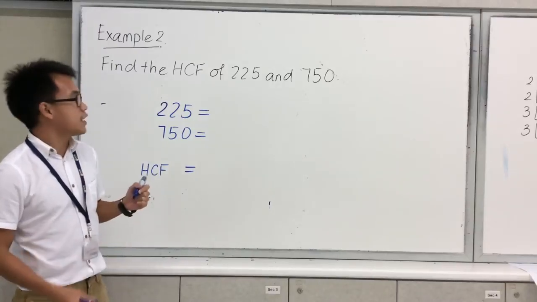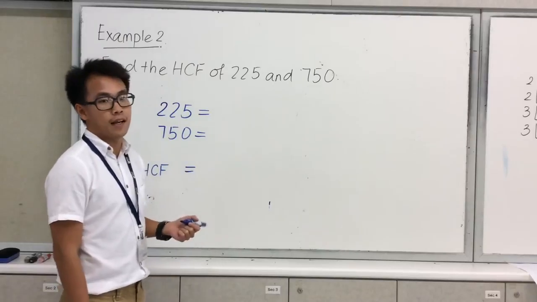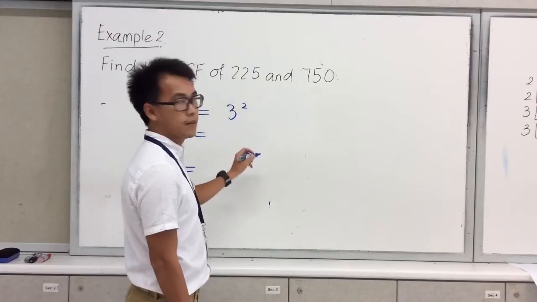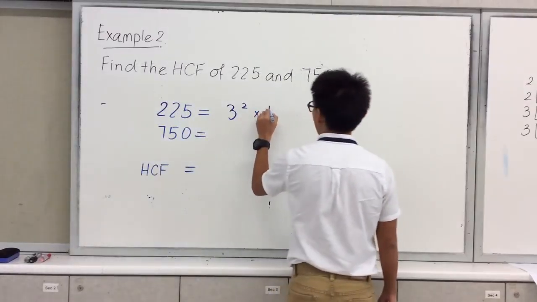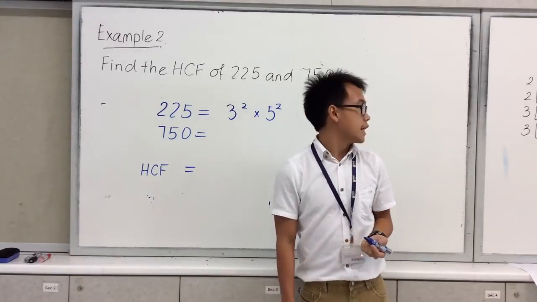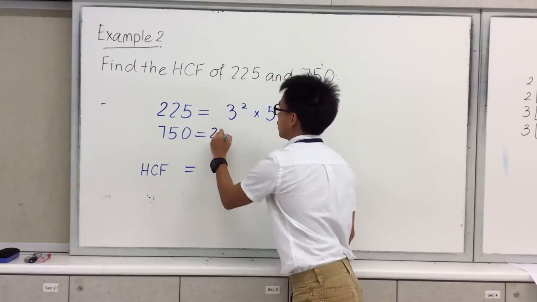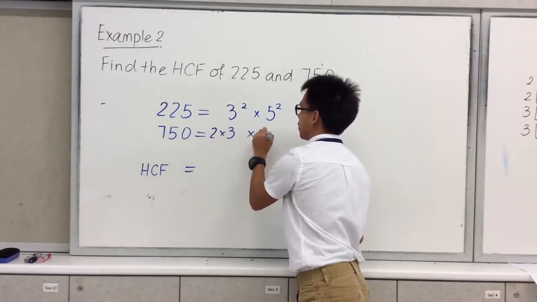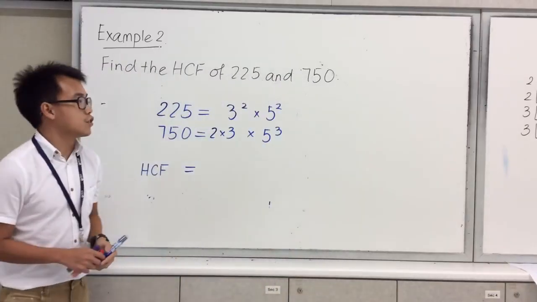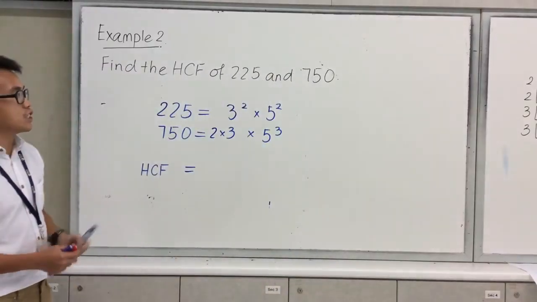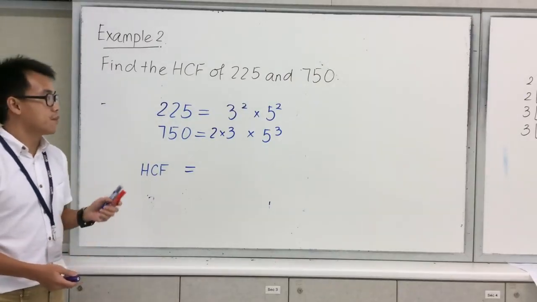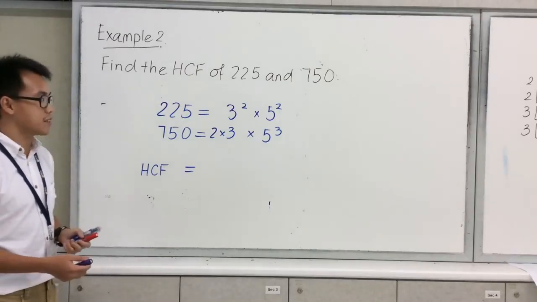Okay? If you have done it correctly, 225 as a product of prime factors is 3 squared times 5 squared. 750 is 2 times 3 times 5 to the power of 3. Okay? So now that we have found the prime factorizations of 225 and 750, we will have to use them to find the HCF of the two numbers.